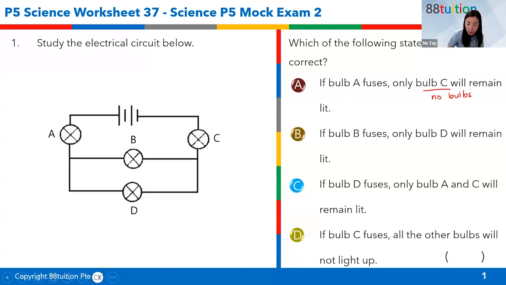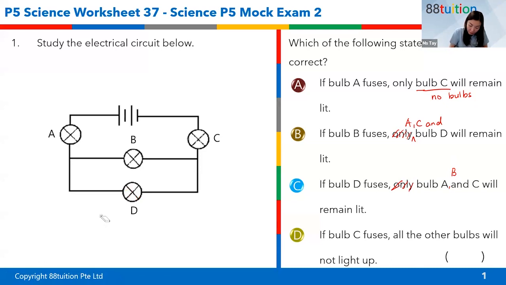So the correct statement will be no bulbs will remain lit. So this is the one that has the error. If B fuses, B doesn't work. Only D will remain lit, which is not true. It should be A, C, and D will remain lit. If bulb D fuses, only A and C will remain lit. It's not true also. B will also remain lit, right?